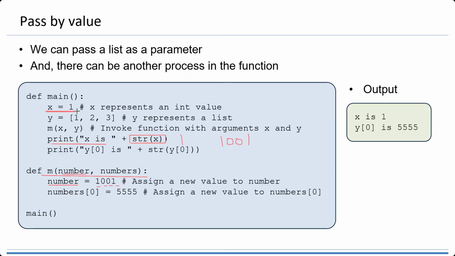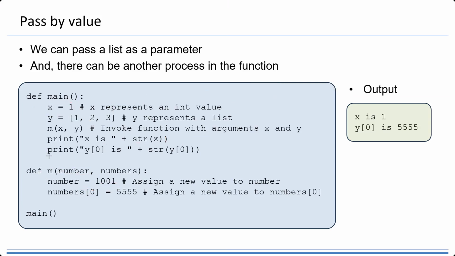Because based on the concept, this is a number or string. It is unchangeable. So in Python, this is unchangeable. So whenever you change it in the other function, it will not affect this one. So this x is still 1, and this number is still 1001. It is in a different location.